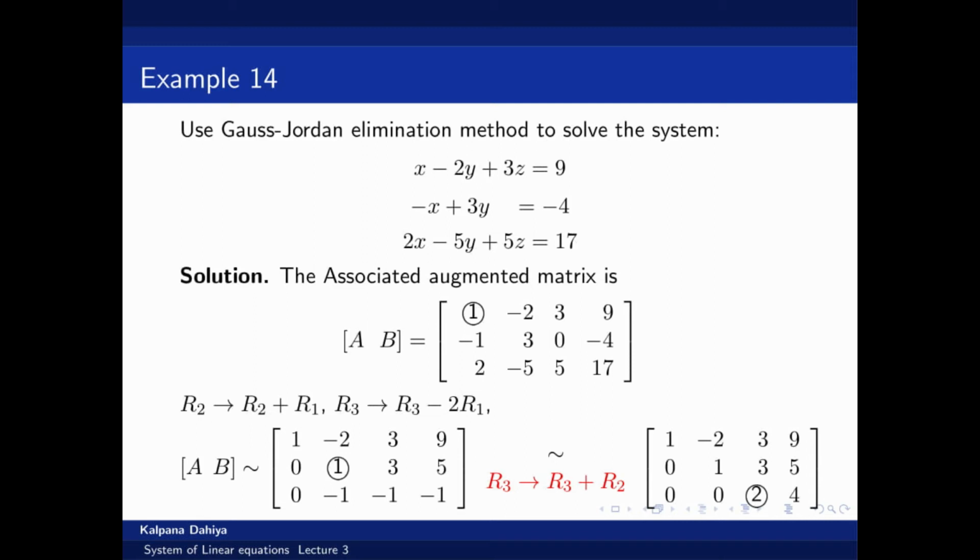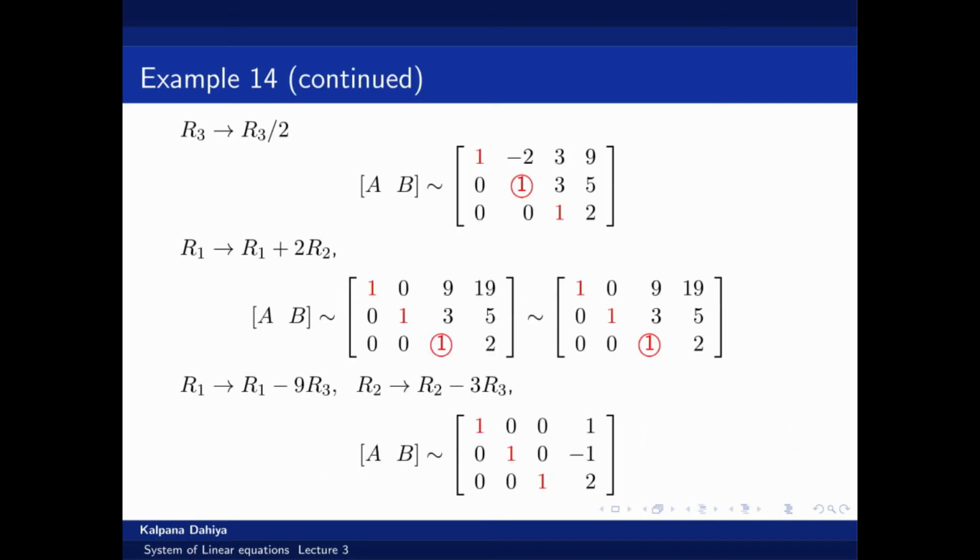So first I will make the pivot element 1. We apply the elementary row operation: divide the third row by 2. After applying this elementary row operation, the augmented matrix is equivalent to the first matrix here: 1, minus 2, 3, 9. The second row is 0, 1, 3, 5, and the third row is 0, 0, 1, 2.